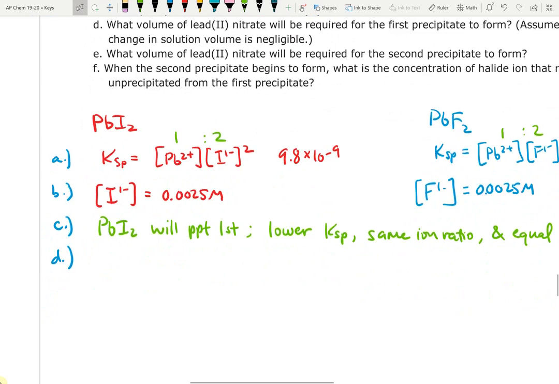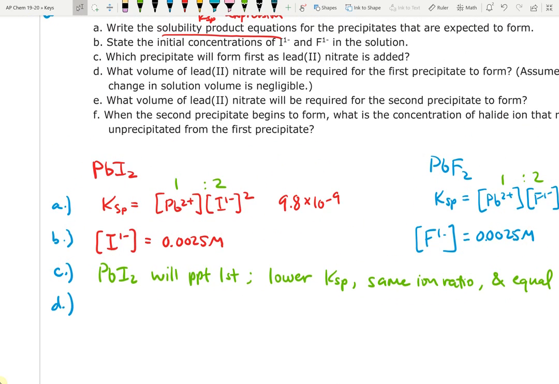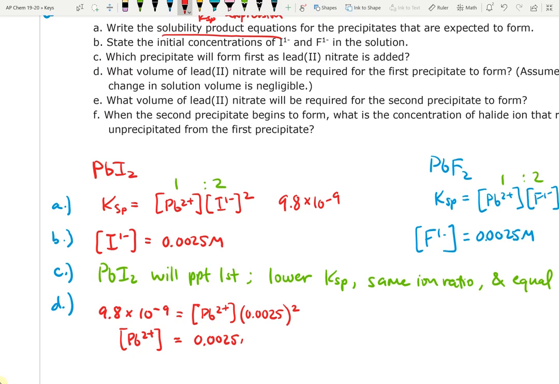So for D, they want us to take the KSP values, or the KSP expression, for lead iodide and figure out what lead concentration is going to be necessary. And that's the start of our solution. For lead iodide, we have a K value of 9.8 times 10 to the negative 9. That's the first precipitate to form. And the lead concentration required to do that, we have to figure out. The iodide concentration is already there, and we just wrote it down on part B, so we know that to be 0.0025. And we need to square that quantity because of our expression setup. If we go through the algebra, our lead concentration required to reach that expression's maximum, right?